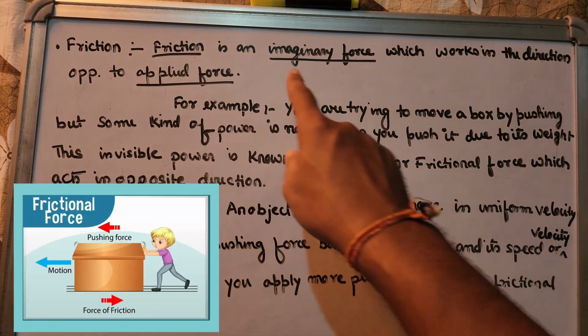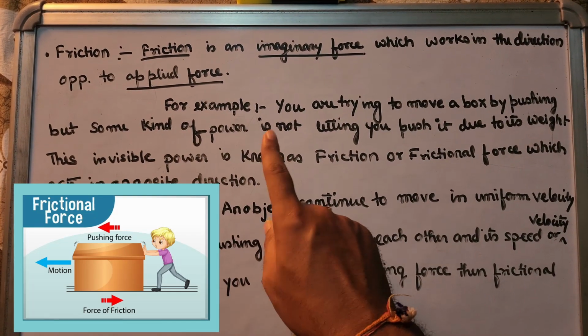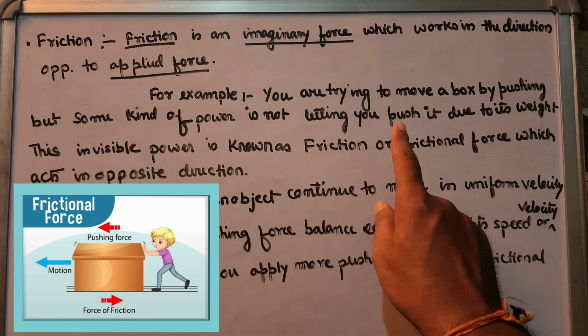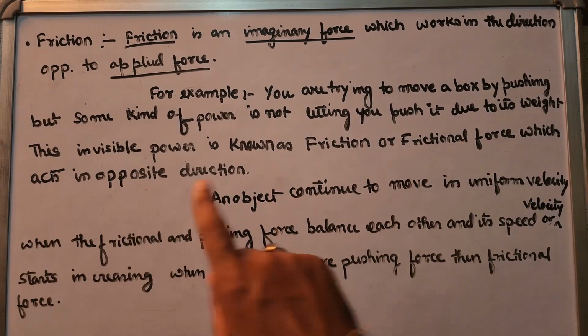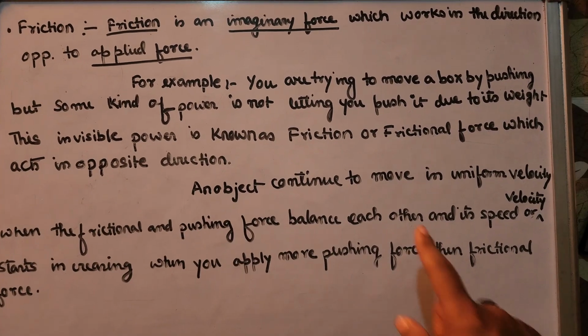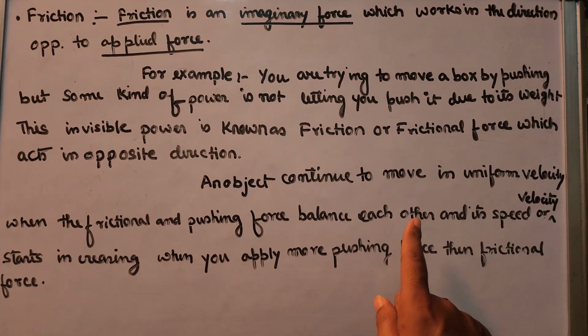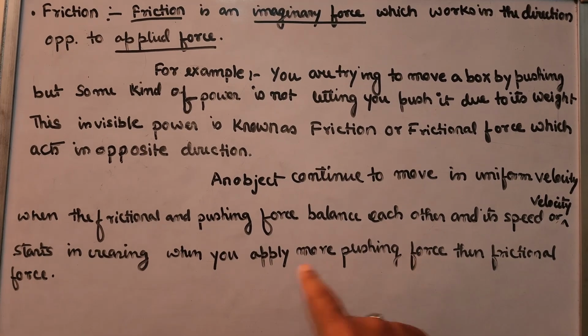Now, what is friction? Friction is a force which works in a direction opposite to the applied force. For example, you are trying to move a box by pushing, but some kind of power is not letting you push it due to its weight. This invisible power is known as friction or frictional force, which acts in the opposite direction. An object continues to move with uniform velocity when the frictional force and pushing force balance each other, and its speed or velocity starts increasing when you have more pushing force than frictional force.